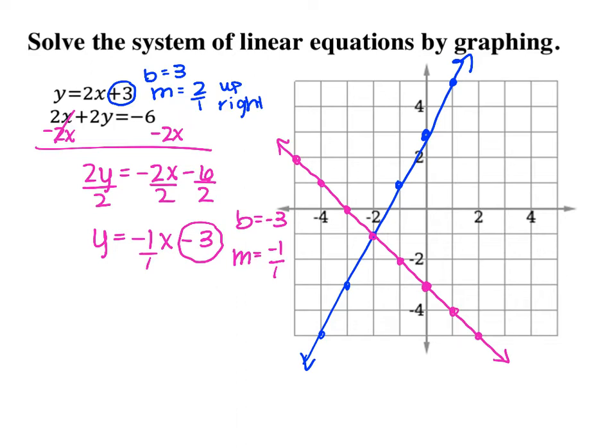My final answer is, where did those two graphs intersect? Where did they meet? Along the x-axis, it was at negative 2, and along the y-axis, it was at negative 1. So the point is the point negative 2, negative 1.